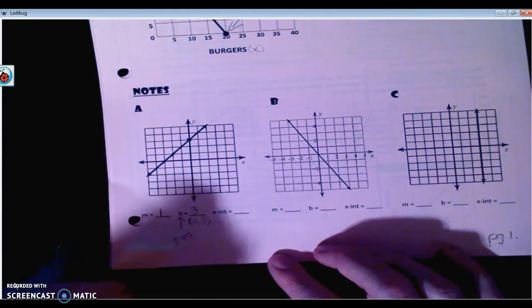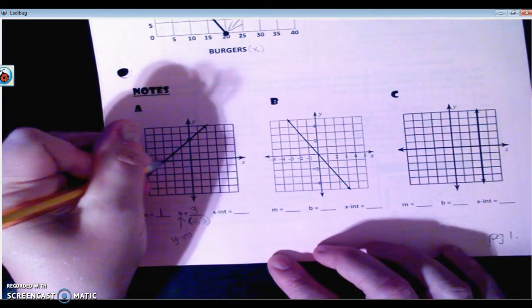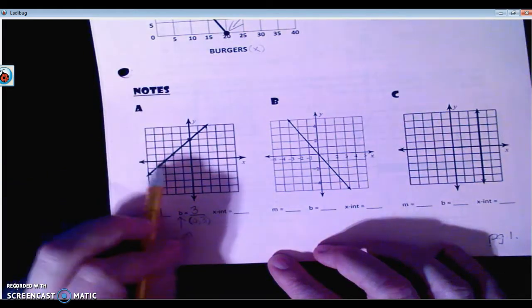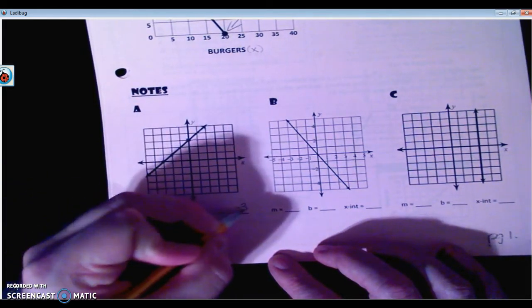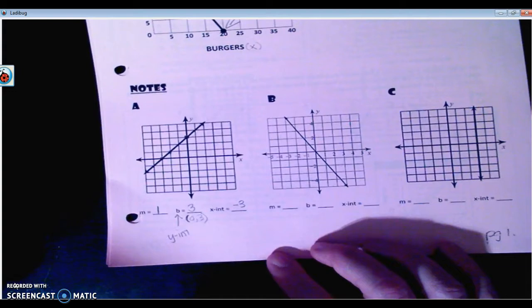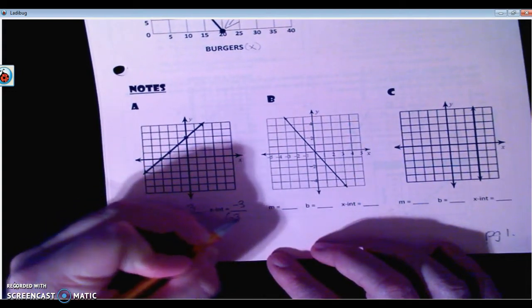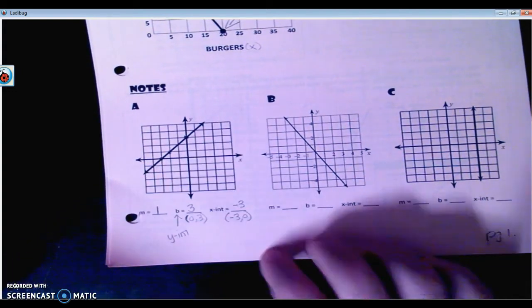but we also want to be able to recognize it this way. And our x-intercept is right here, where it crosses the x-axis, and that's 1, 2, 3. That is at -3. Again, if you had to write it as a coordinate, it would be (-3, 0).